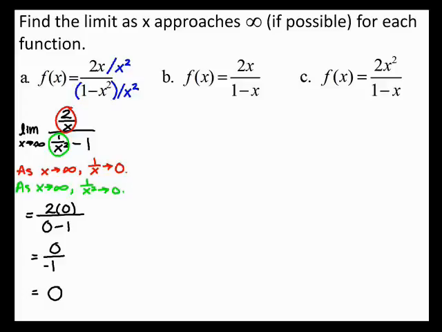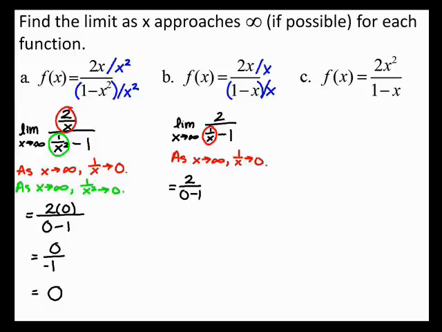Part B. f(x) is equal to 2x divided by 1 minus x. Divide the numerator and denominator by the highest power of x, which is x. You know that as x approaches infinity, 1 divided by x approaches 0. Substitute 0 in for 1 divided by x. Simplify 0 minus 1. Simplify 2 divided by negative 1. You find that the limit of f(x) is negative 2.